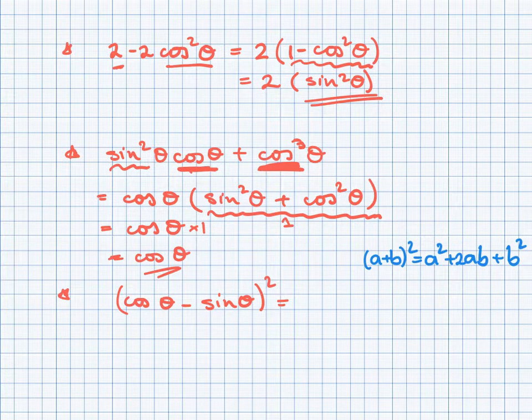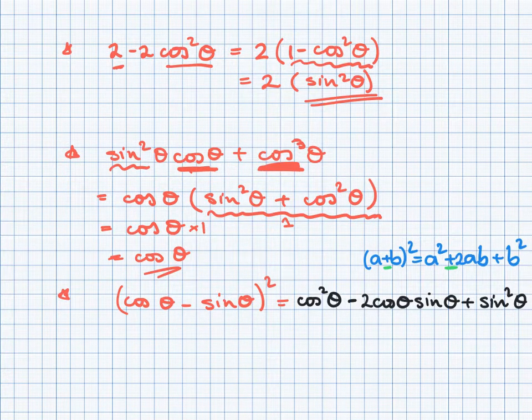I feel like singing. So if you have takeaway here, you're going to have takeaway there, which we do have. So let's apply this perfect square rule. The first one for us is cos to the power of 2 theta, take away 2 times cos theta sine theta, and plus sine to the power of 2 theta.